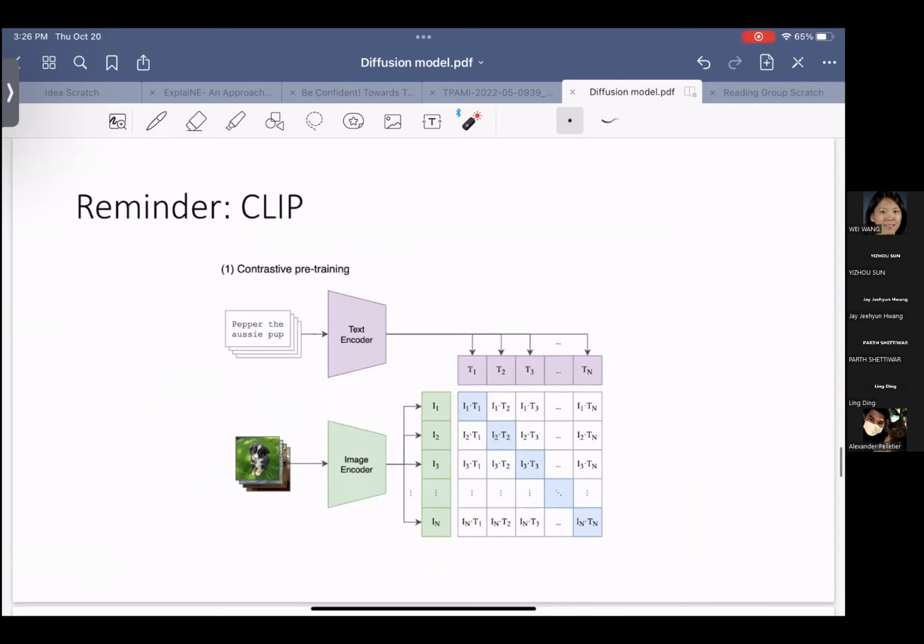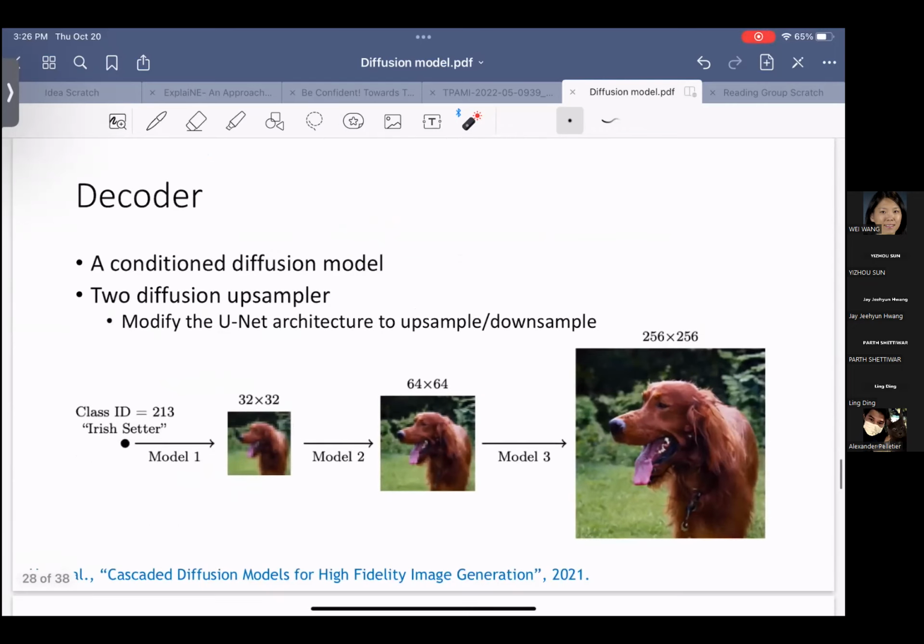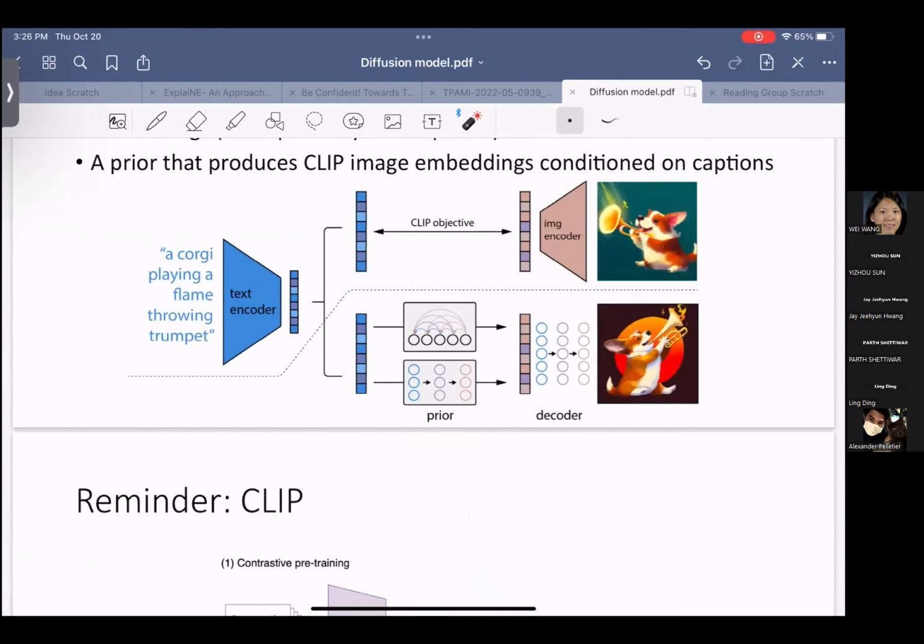Let's see what's happening. CLIP, just to remind you what it's doing. Then the decoder is a conditional diffusion model, with these two diffusion upsamplers. Let me remind you again what the decoder is: it is something that can give you an actual image. What it takes in is an image embedding. The blue ones are the text embedding, and these brown ones are the image embedding. When you train the decoder, it is just a conditional generation model that takes in this image embedding. If we just have an unconditioned diffusion model, you can generate this kind of image out of noise, but we just introduced the conditioned diffusion model where you can condition on a label or on a caption.